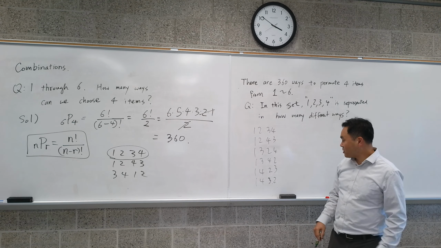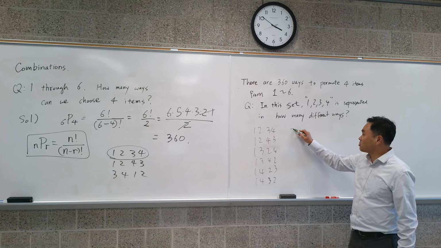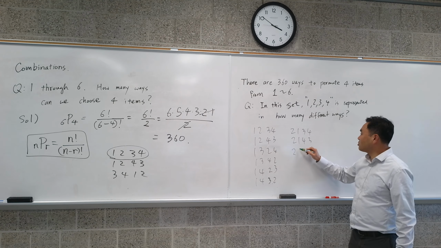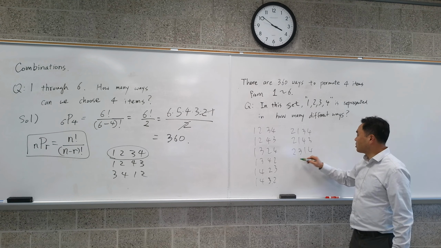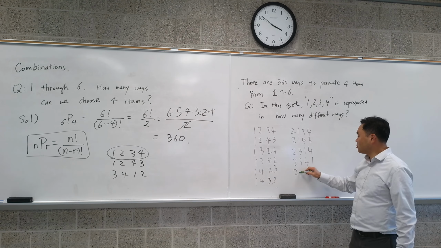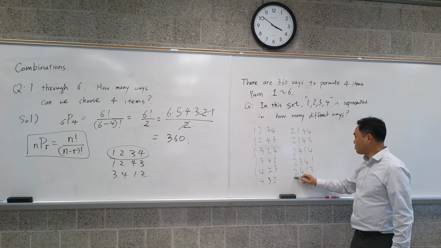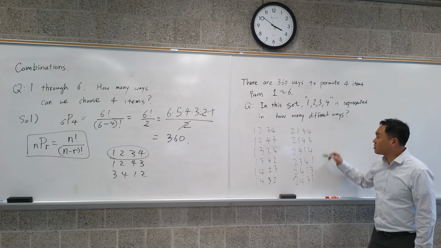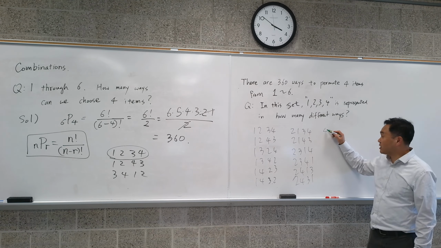Then you run out of everything that starts with a 1, and then you can start with 2: 1, 3, 4, 2, 1, 4, 3, 2, 3, 1, 4, 2, 3, 4, 1, 2, 4, 1, 3, 2, 4, 3, 1. All right, and then you can do another one that starts with the 3.